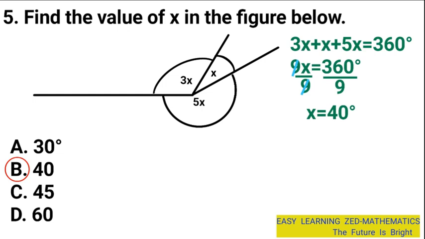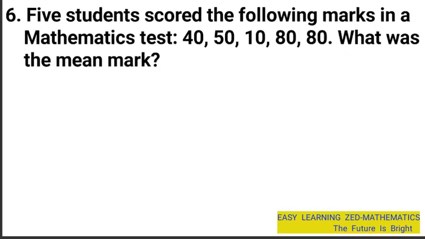Let's go to question number 6. Question 6 was: 5 students scored the following marks in a mathematics test: 40, 50, 10, 80, 80. What was the mean mark? You need to understand that the mean mark is the average. To find the average mark, we add all the marks, then we divide by the number of students. Since there are 5, we're going to divide by 5.